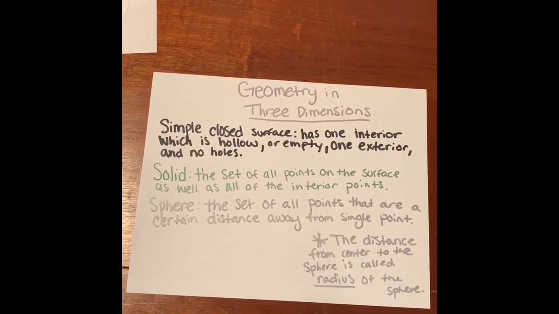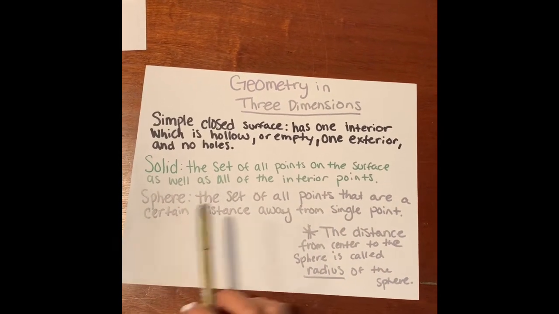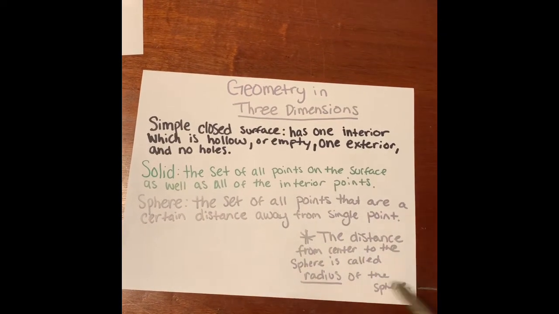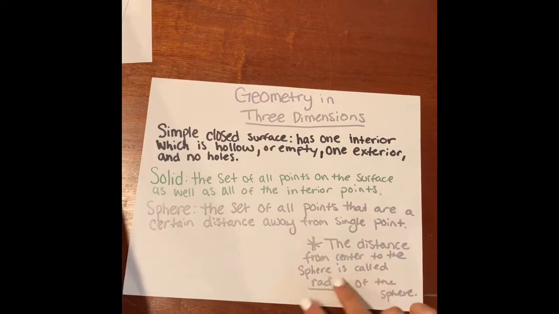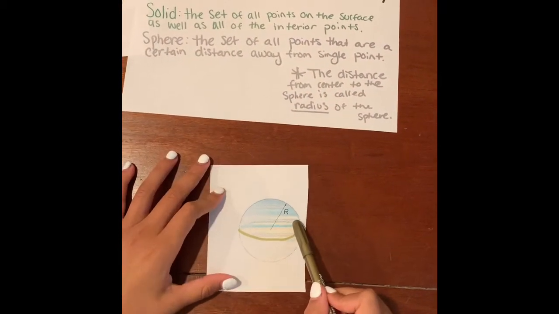Okay, we're going to do our first shape. Our 3D shape is a sphere. A sphere is the set of all points that are a certain distance away from a single point. And here's a picture to better understand it. This is a picture of a sphere.